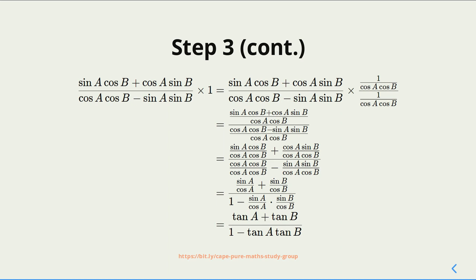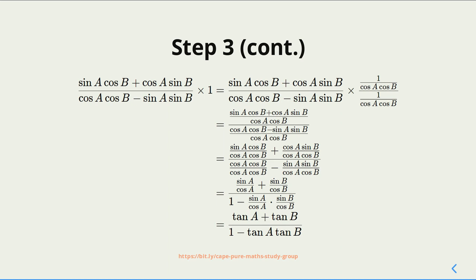Looking at the denominator, we can break up that fraction into cos A cos B over cos A cos B, which is what we wanted to get. This is why we multiplied the entire fraction by 1. And we get that minus sin A sin B over cos A cos B. Back in the numerator, the first term simplifies to sin A over cos A. The second term simplifies to sin B over cos B. And back in the denominator, the first term simplifies to 1, which again is what we wanted. And the second term simplifies to sin A over cos A multiplied by sin B over cos B.